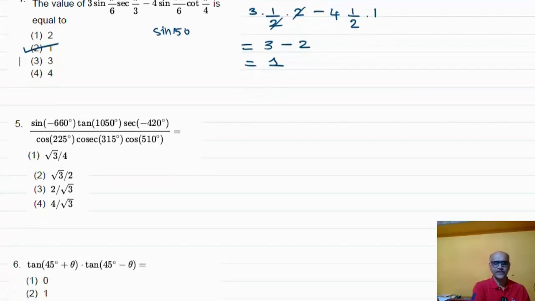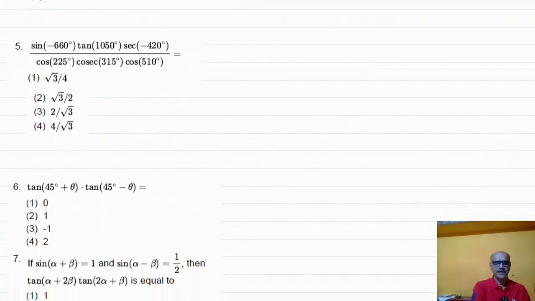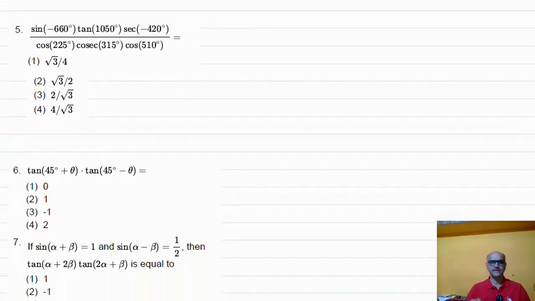Clear? Next, the fifth one. Again here you are required to simplify. So first, sin of minus 660. When minus comes inside sin, sin of minus theta is minus sin theta. So this is minus sin 660.